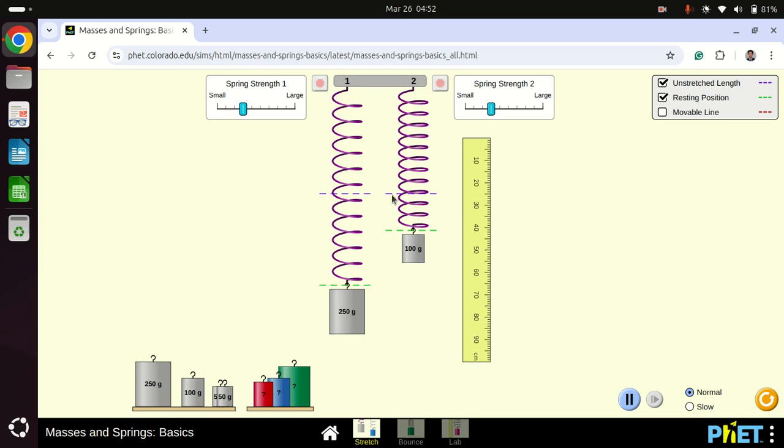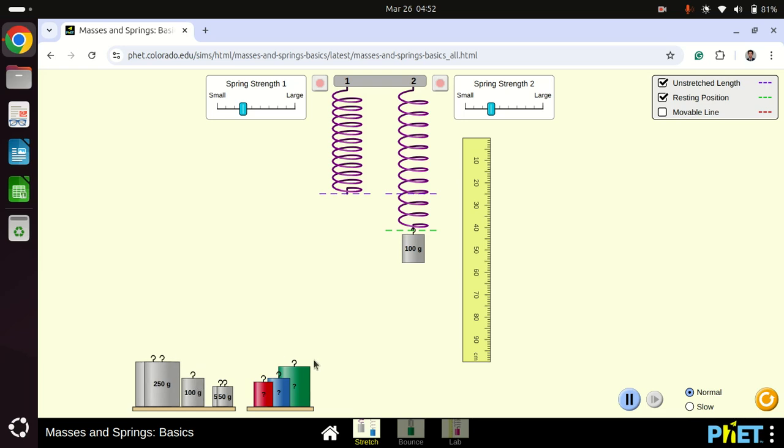And when you do that, you can remove the weight and you can attach an unknown weight, and using the k you previously calculated, you can find out the unknown mass. So this is the use of the spring.